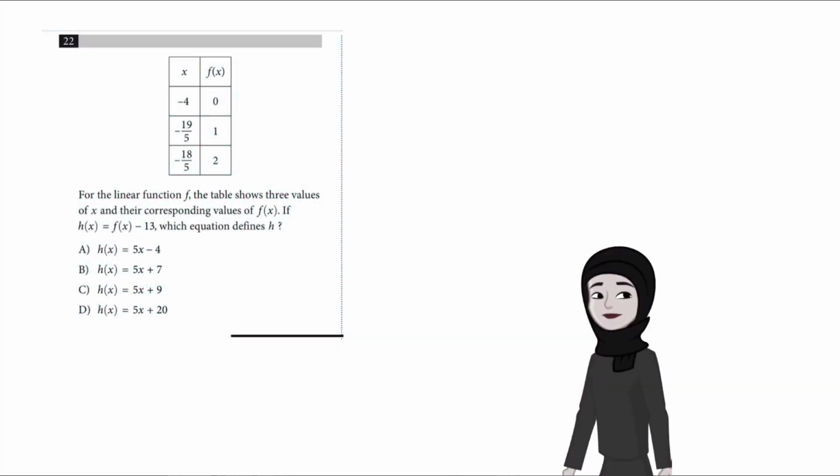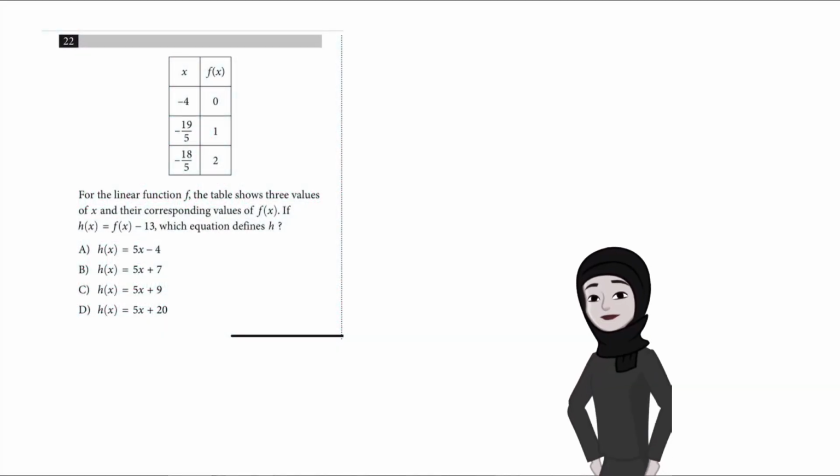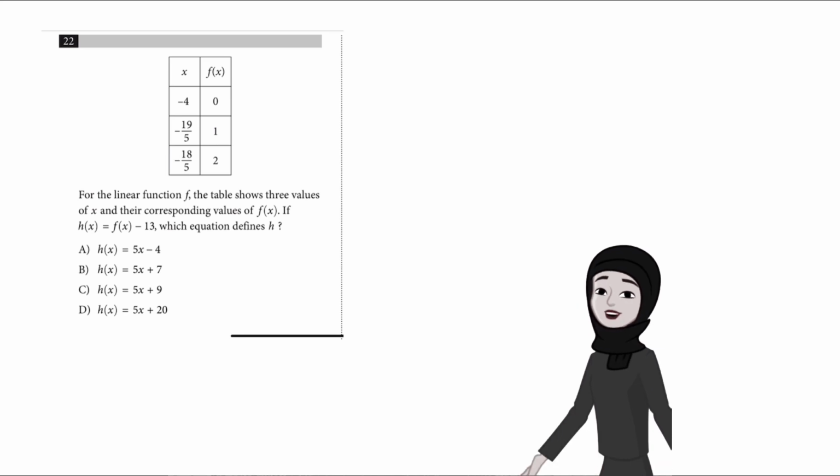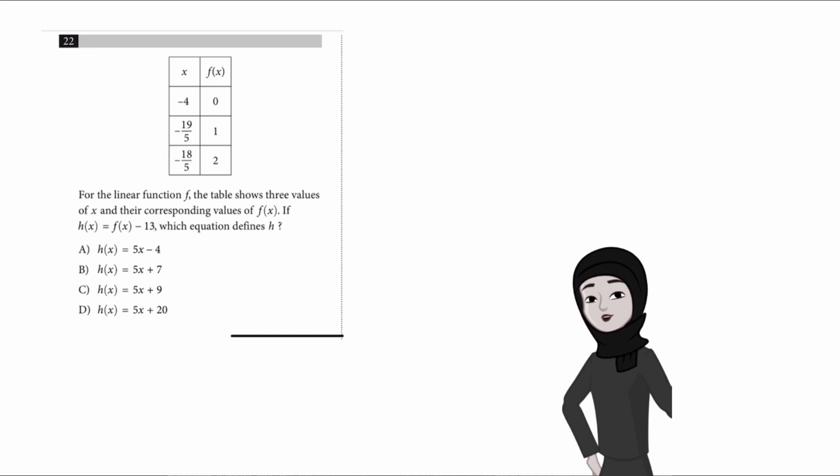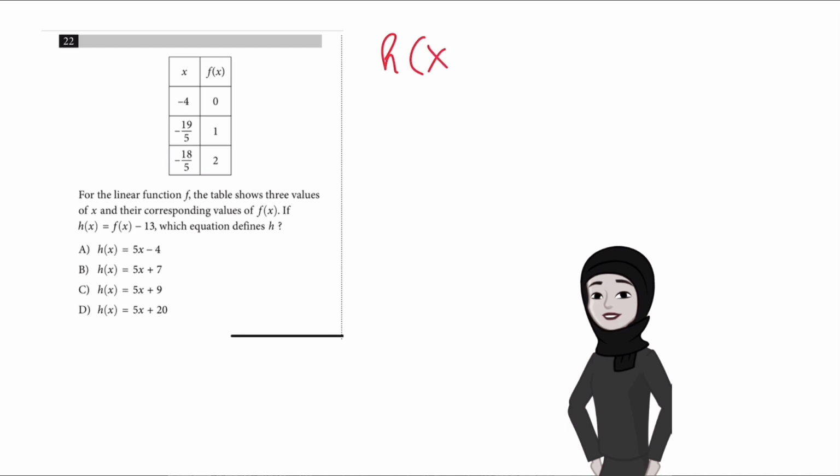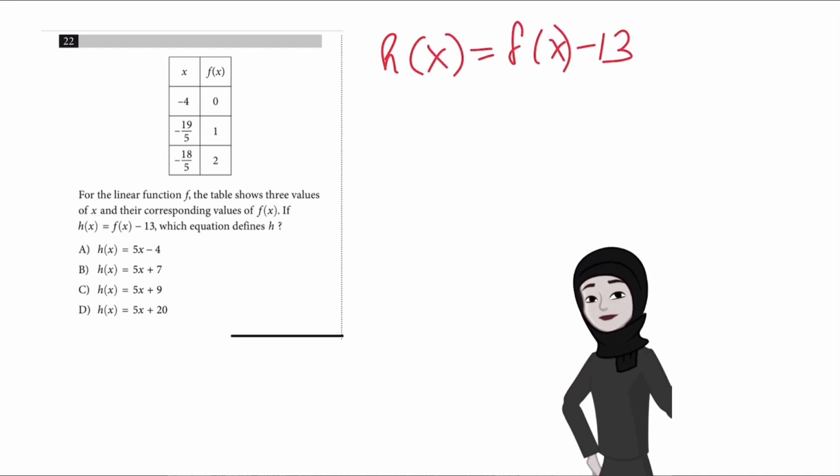Number 22. For the linear function f, the table shows three values of x and their corresponding values of f of x. If h of x is equal to f of x minus 13, which equation defines h? So what is given is that h of x is equal to f of x minus 13.